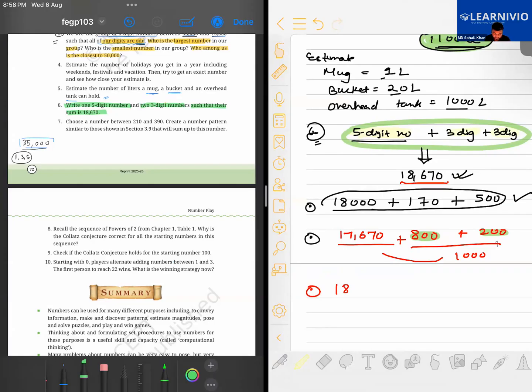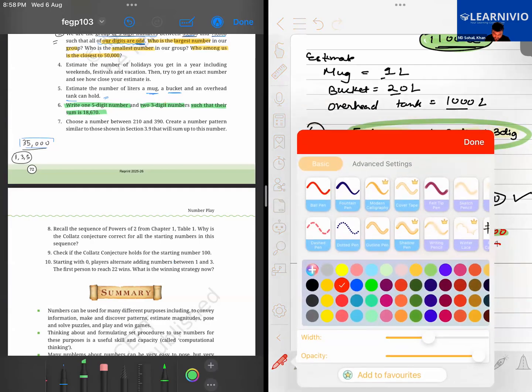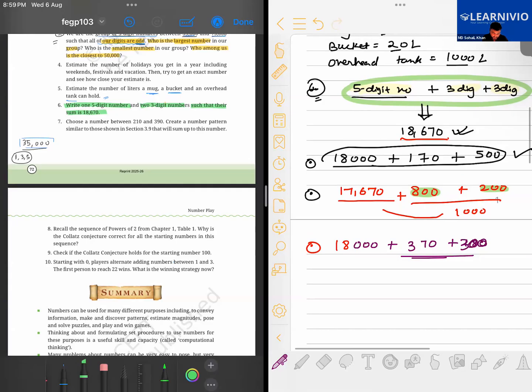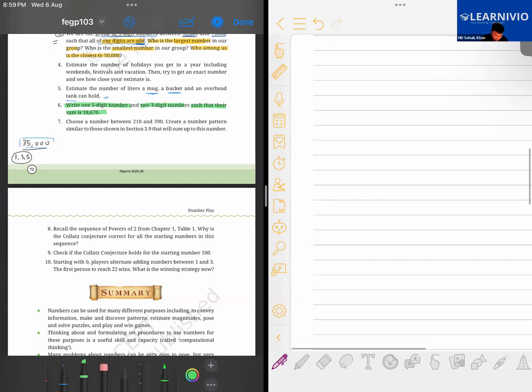We've written the 5-digit number is 18,000. The 3-digit numbers are 300 and 370. So 18,000 plus 300 plus 370 equals 18,670, is what I've written. Good. So that is correct. Good. Okay, moving on to question number 7 here.